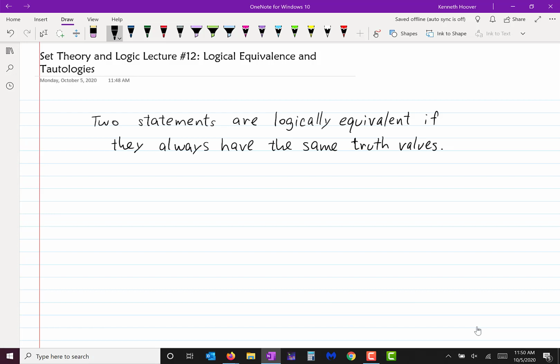Now, what do I mean by always have the same truth values? You might think, well, don't they have the same truth value or they don't? What do you mean by always? What I mean is this.